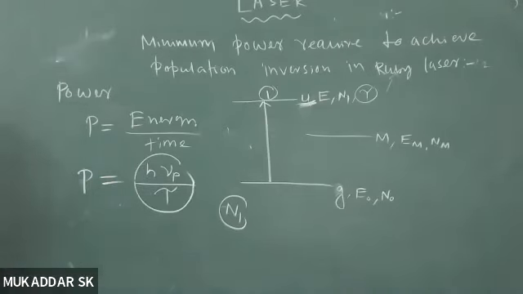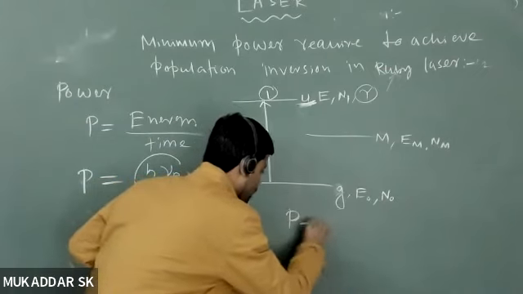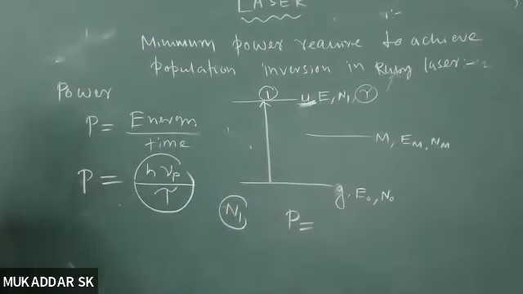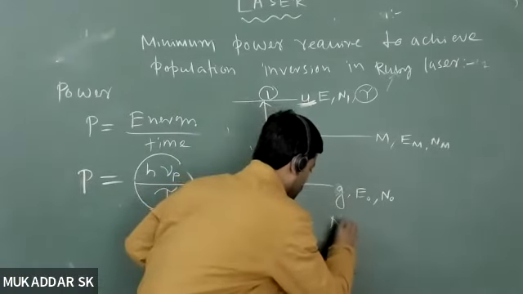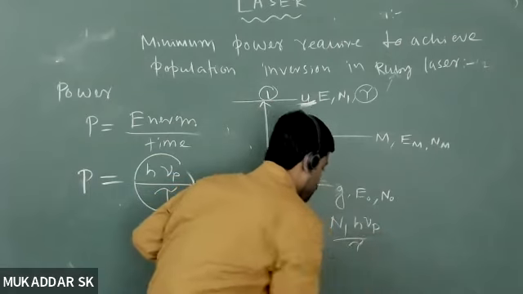Exactly, h nu P by tau. So to maintain N_on atoms at level u, the power you need will be N_on h nu P by tau.